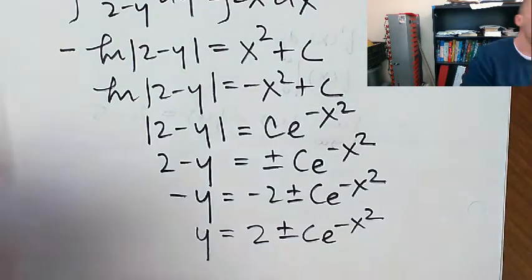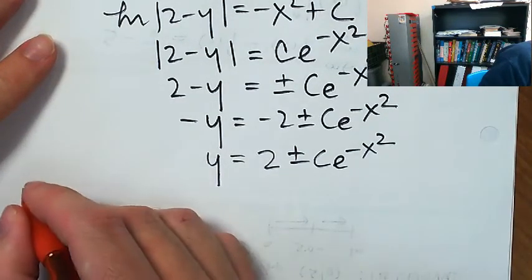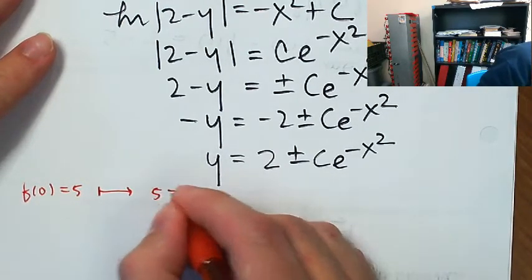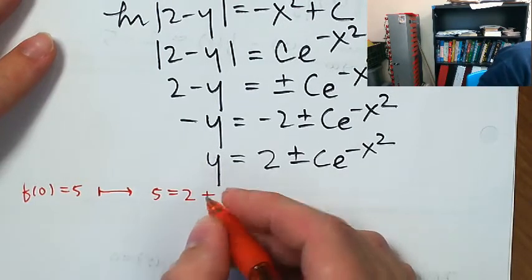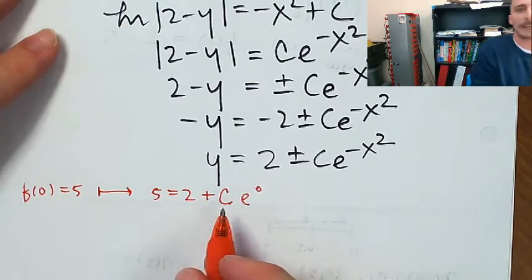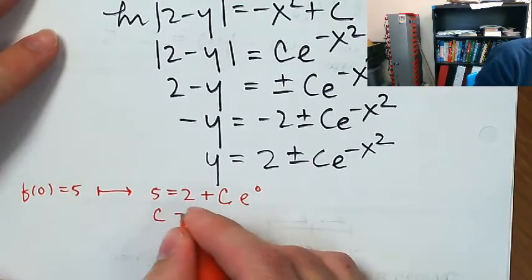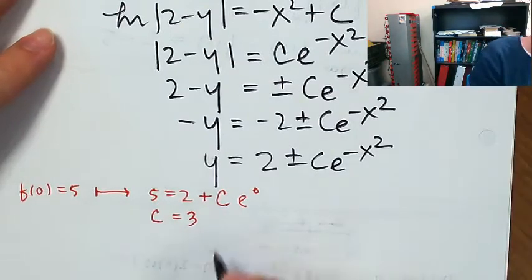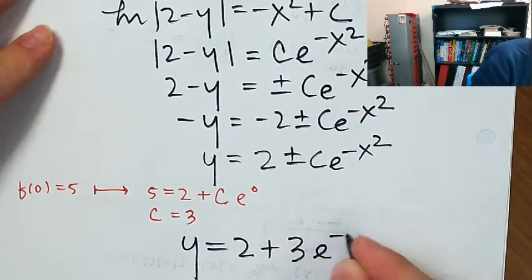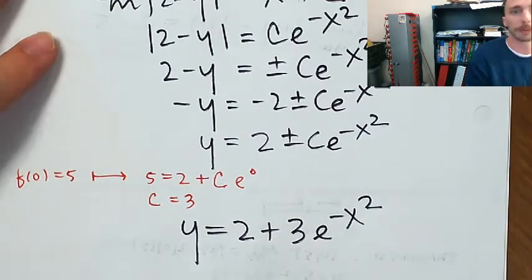So I'm going to come in here. I'm going to go over here. My initial condition was up here. f of 0 equals 5. Okay, so since f of 0 equals 5, that's going to give me 5 equals 2 plus c e to the 0. Okay, so I know that c needs to be 3, and that's going to be a plus. Right? And now I'm ready to conclude that my particular solution is y equals 2 plus 3 e to the negative x squared, which does have limit 2 as x goes to infinity, which I guess is a good sign.